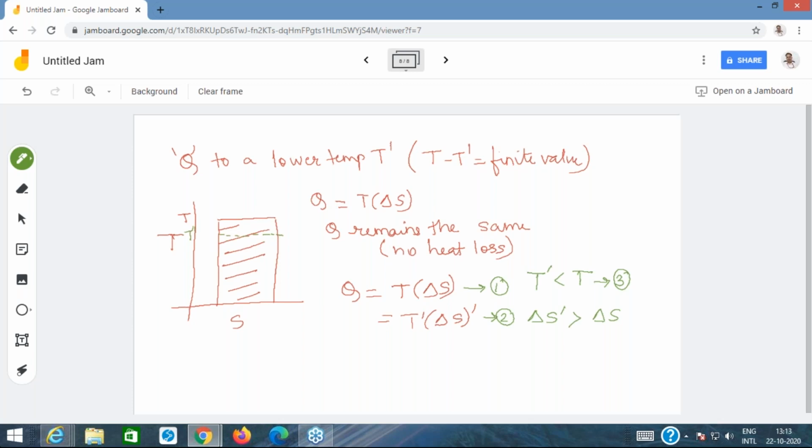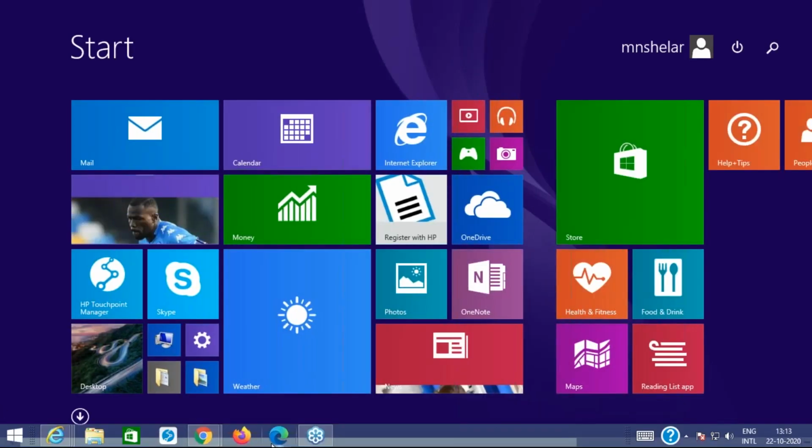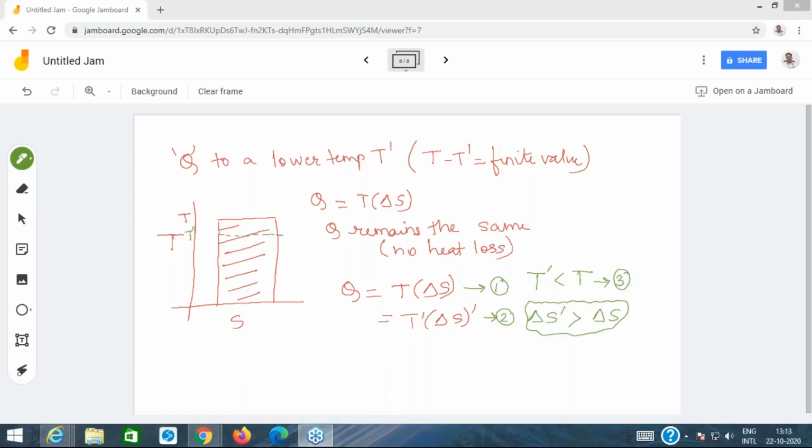Is this clear or not clear, that delta S dash has to be greater than delta S if T dash is less than T? Is this clear to you, yes or no? Okay, Garge is saying yes. Tejas is saying yes. Ganesh, for Ganesh it is not clear. Kunal is saying yes. Thevar is saying yes. Chinmay is saying yes. Okay, let me repeat it for Ganesh and others who have not followed.